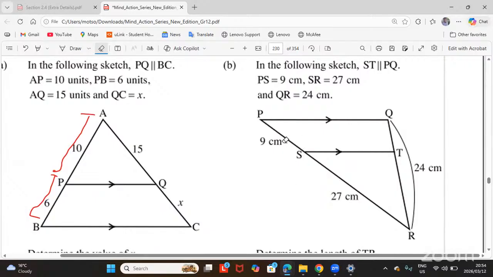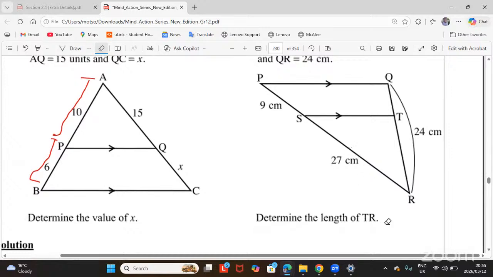Fine. We are given PS is 9, SR is 27, and we are given QR is 34. And now what do we have to determine? We have to determine TR. Fine. Now you can go on that other side. You see what you are required to look for. You are required to look for TR. And then what do you have? You have the whole of that side, QR.